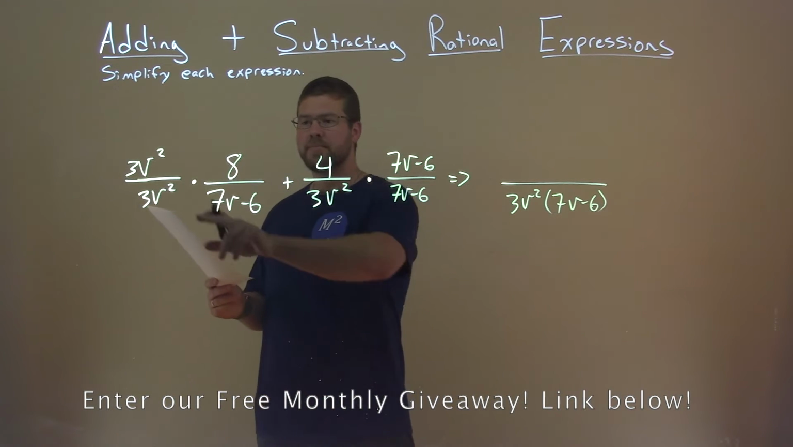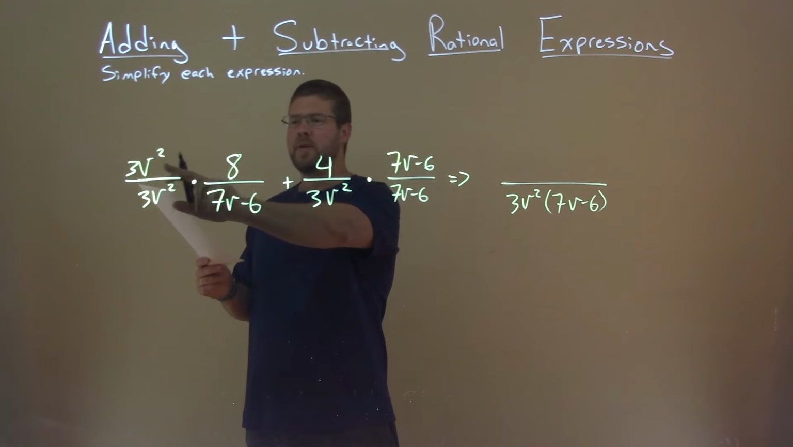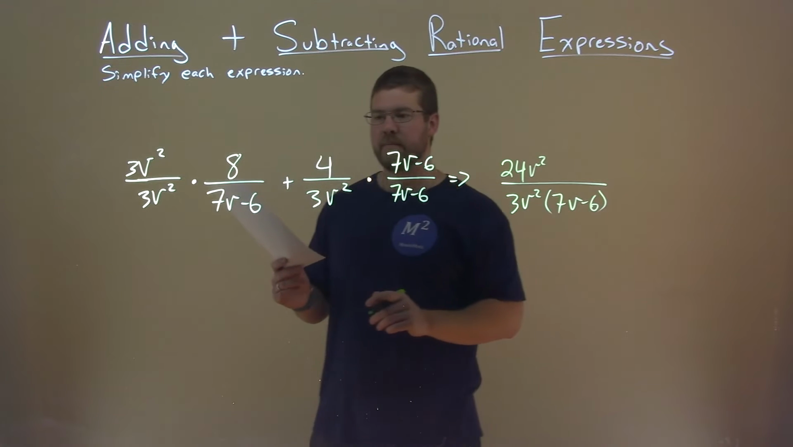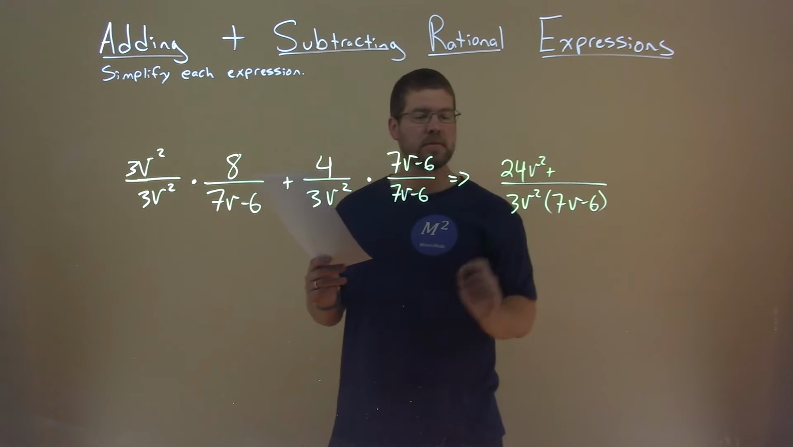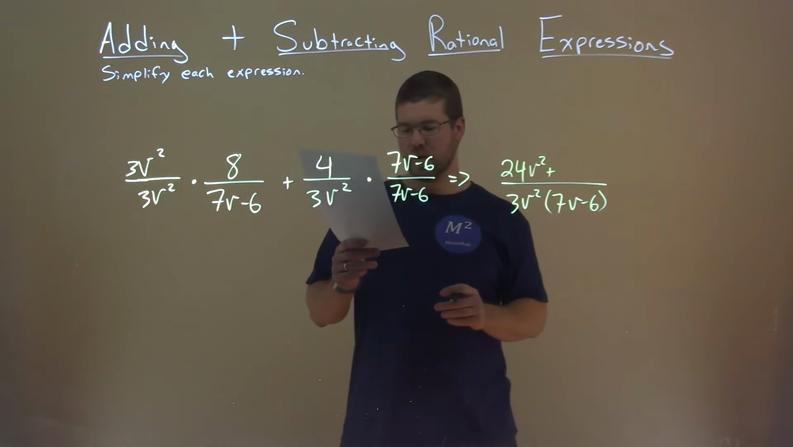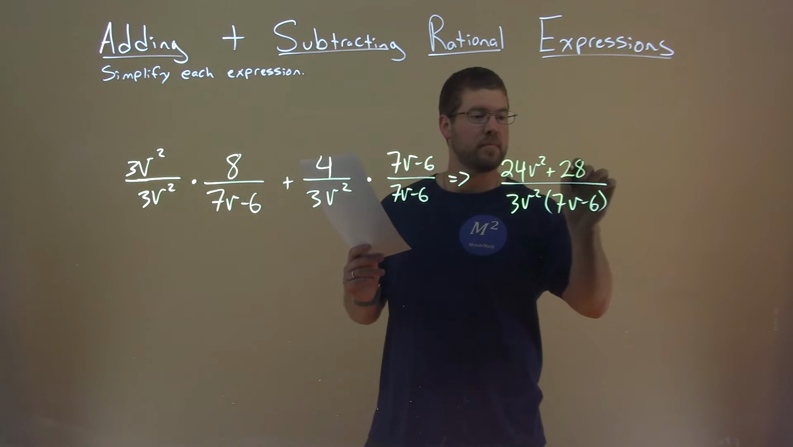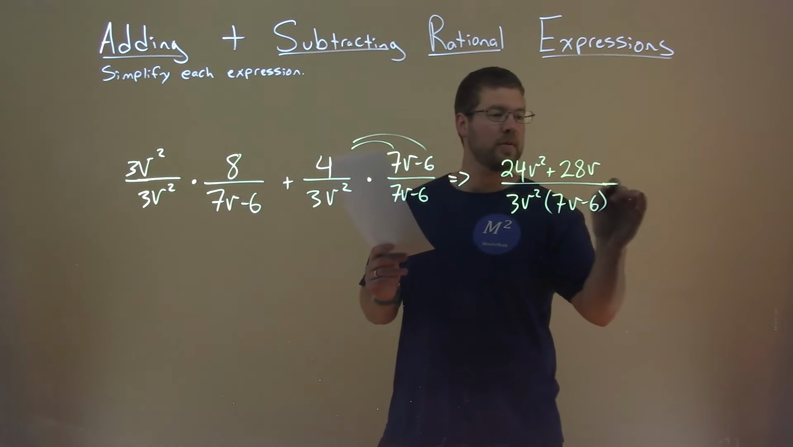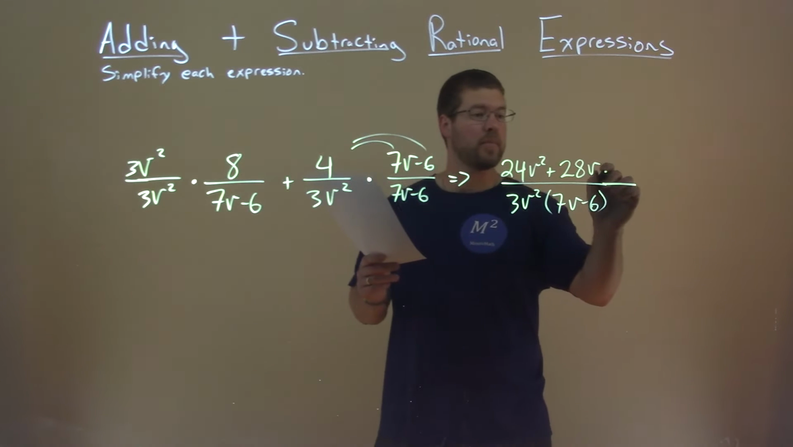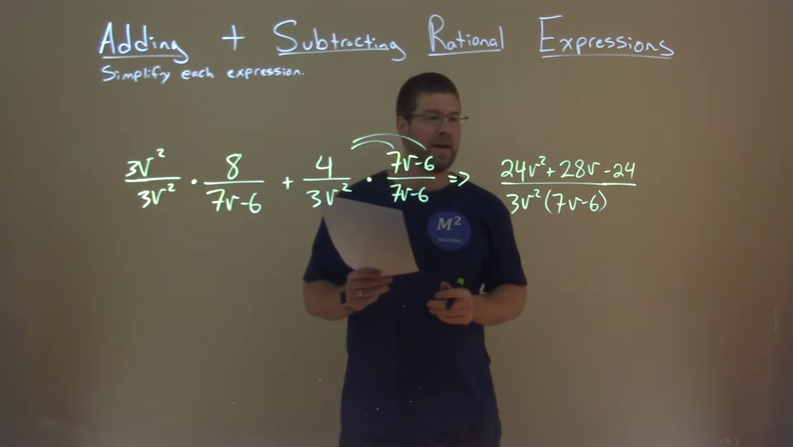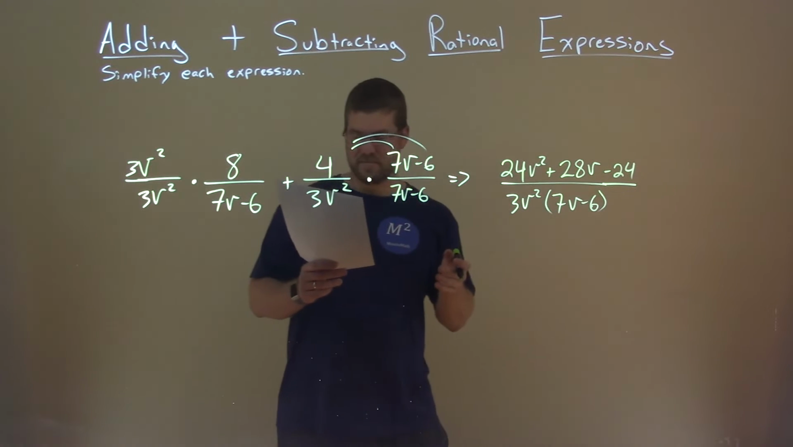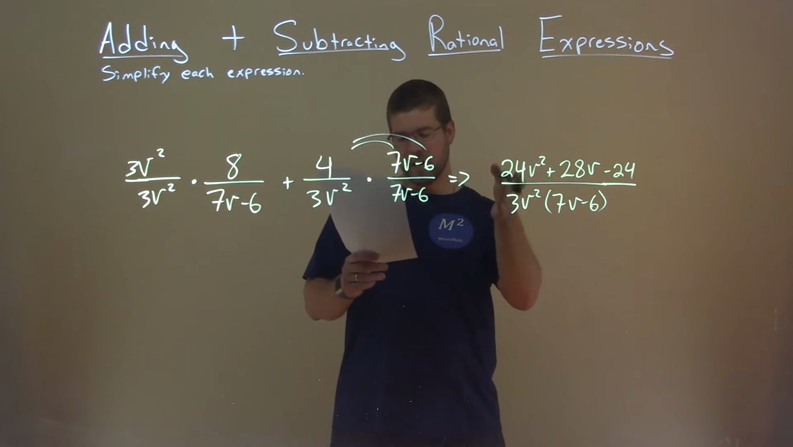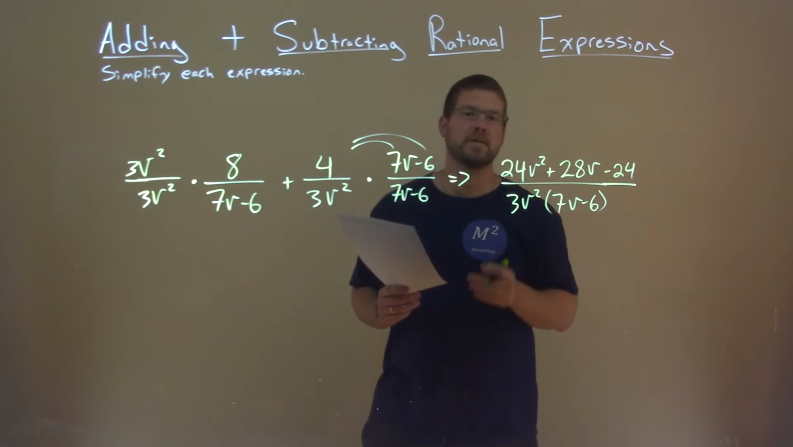So what about the numerator? Well, we have 3v squared times 8, which is 24v squared. And we're adding that to 4 times 7v, well, that's a 28v. And then 4, make sure you distribute to both parts here. 4 times a minus 6 is a minus 24. And well, we're actually done here. Final answer is 24v squared plus 28v minus 24 divided by 3v squared times 7v minus 6.